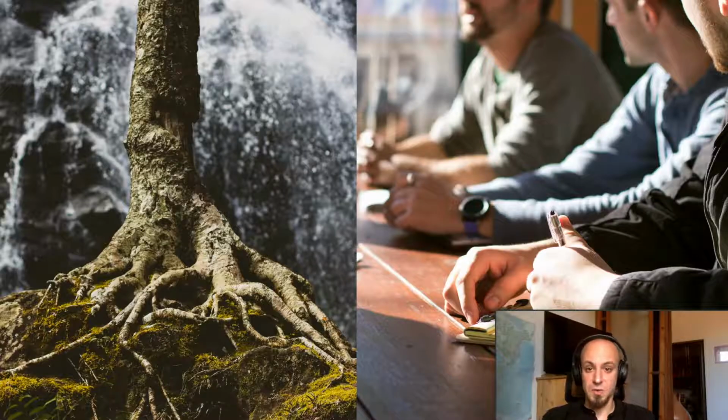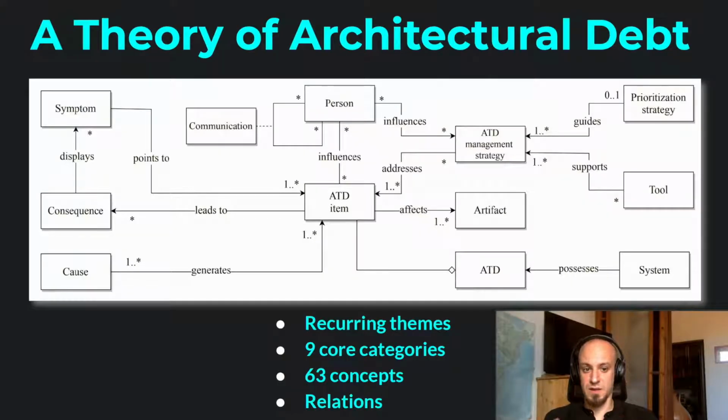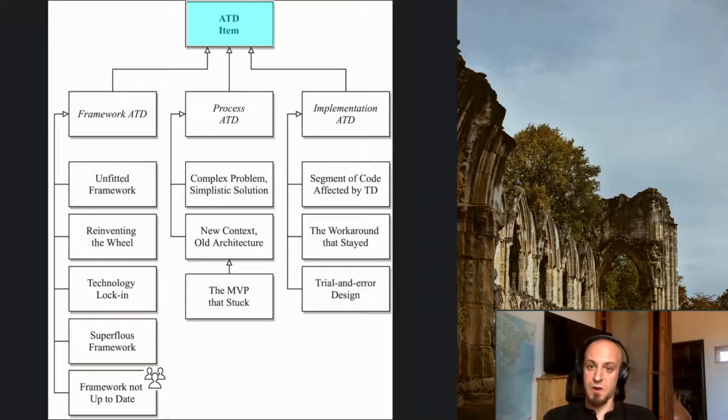In order to achieve this goal, we conducted a mixed method empirical study. In the first part, we conducted a Glaserian-grounded theory, and then we presented the emergent theory to practitioners via focus groups in order to evaluate and refine our findings. This led us to formulate a theory of architectural technical debt, which synthesizes the recurring themes into 9 core categories, 63 concepts, and the relation between these categories. At the core of our theory lie architectural technical debt items. So how do architectural technical debt items manifest themselves in software-intensive systems?